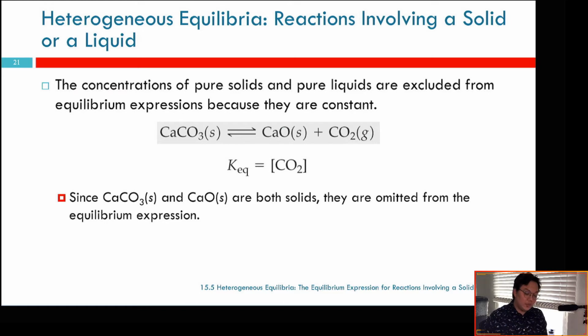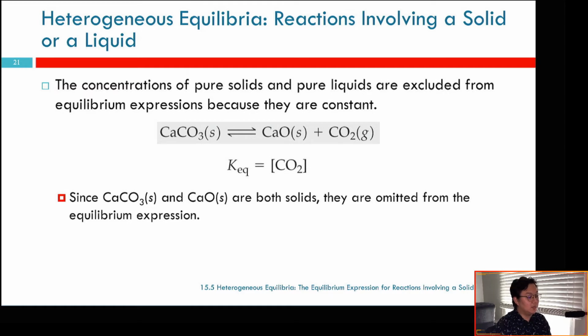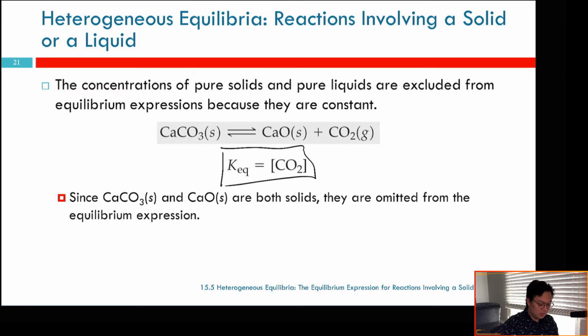So things get a little bit squirrely when we start working with solids and liquids. If we have a pure solid or a pure liquid, those are excluded from the equilibrium expressions because they are constant. So if we have calcium carbonate, solid, decomposing into calcium oxide, another solid, plus CO2, since calcium carbonate and calcium oxide are both solids, they're omitted from the equilibrium expression, and our equilibrium is only dependent on the concentration of CO2.